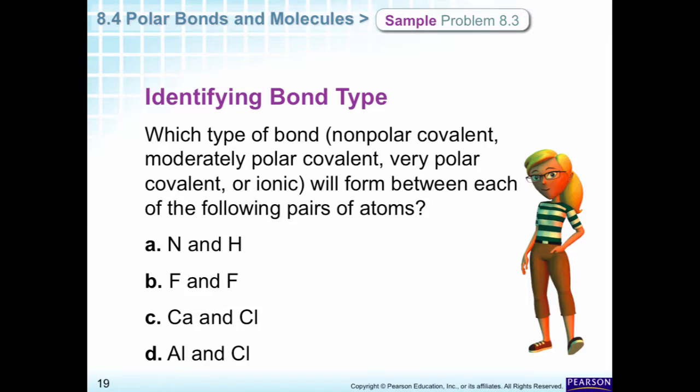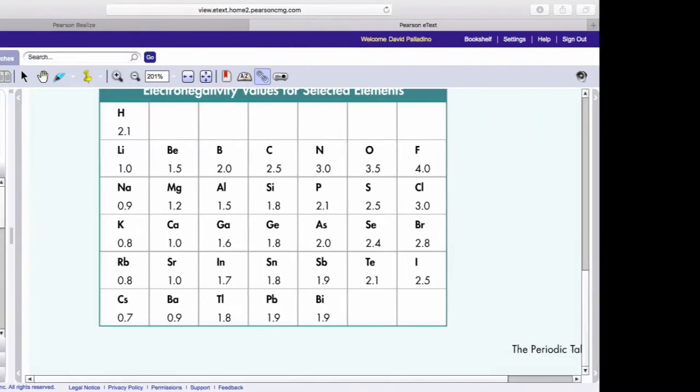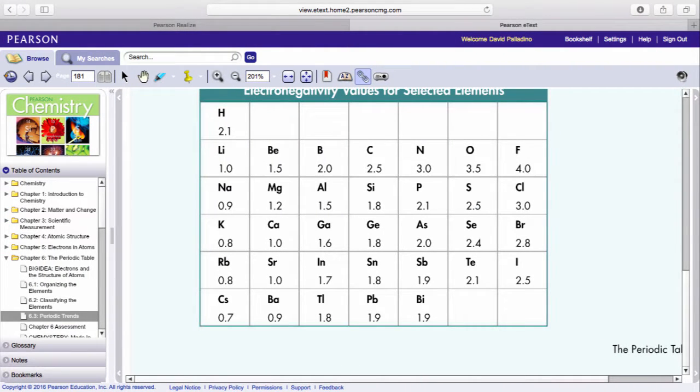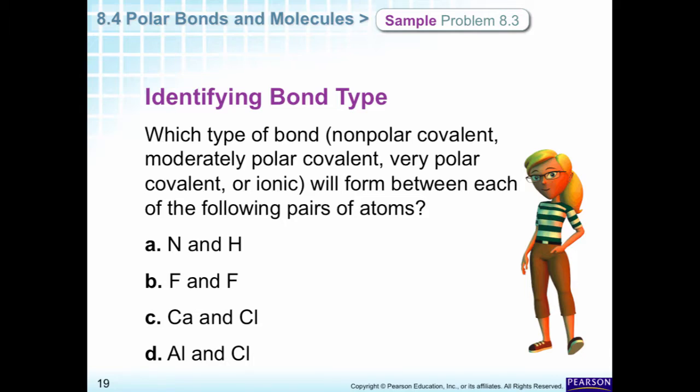F and F, I don't even have to look at that because F and F is the same thing, so we know that's going to be nonpolar covalent. Calcium and chlorine, we have a metal and a nonmetal. I can look at the table. Okay, so let's look at it. Calcium is here, it's 1. Chlorine is right here, 3. That's 2.0. And that supports the idea that it is ionic because we have a metal and nonmetal.